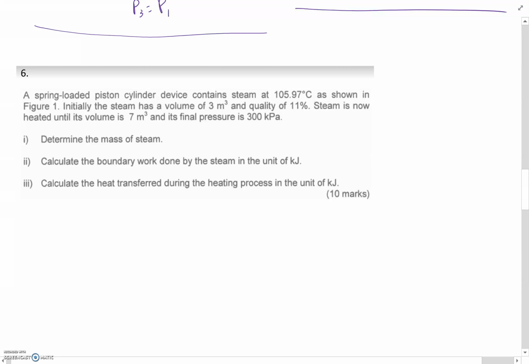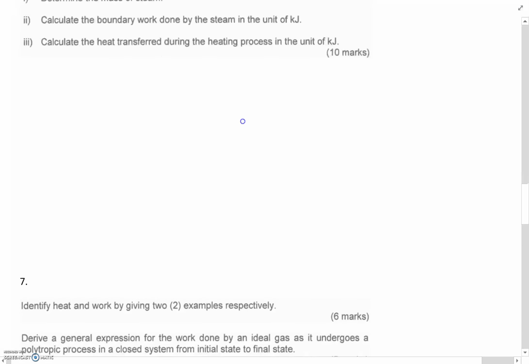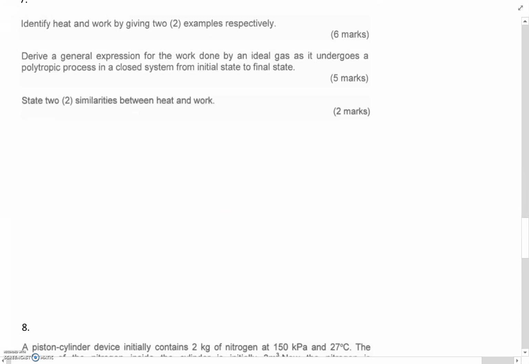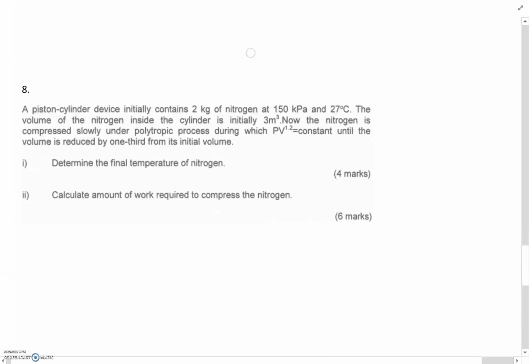Okay, question number 6. This one is using a closed system, so I'm going to KIV this one. Question number 7, everything you can get from the notes, so I'm not going to do this.